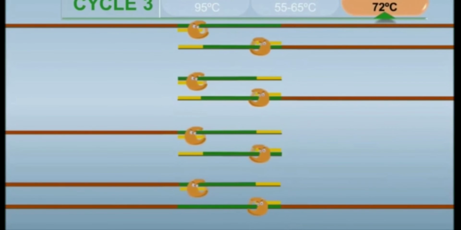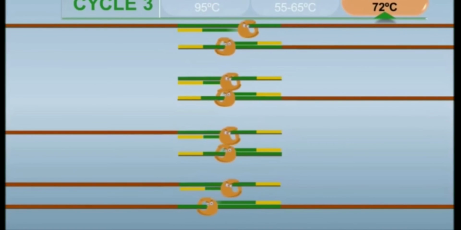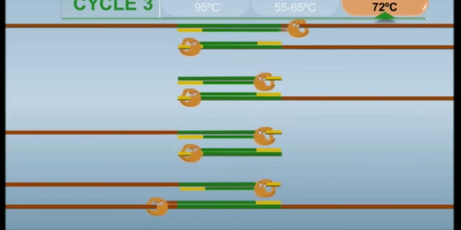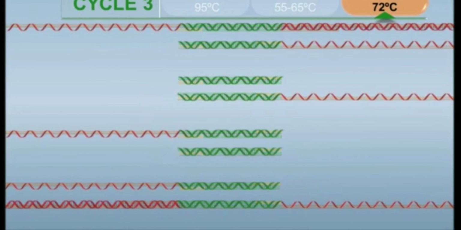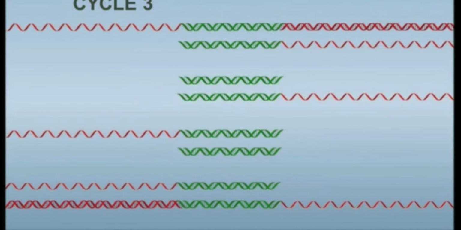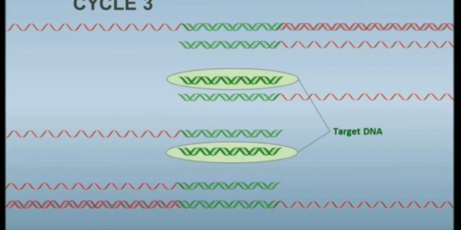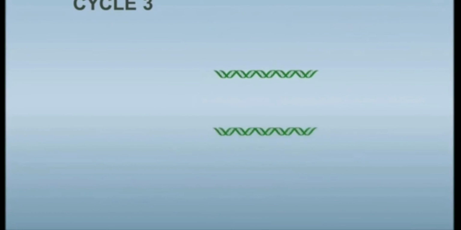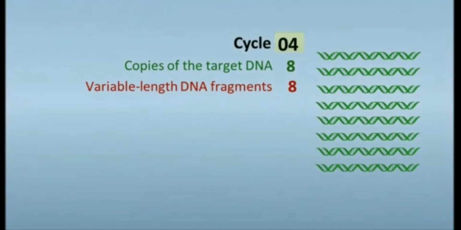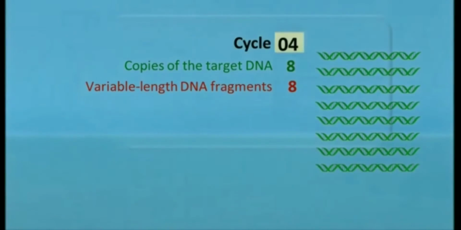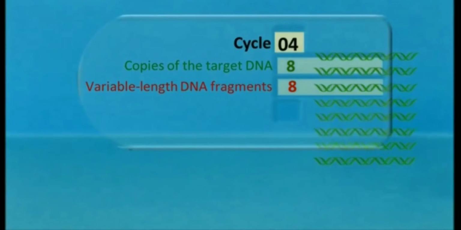Again, cycles 1, 2, 3 occur. Same here: denaturation, annealing, and extension. During the 3 cycles, the copies of target DNA form 8 variable length DNA fragments.